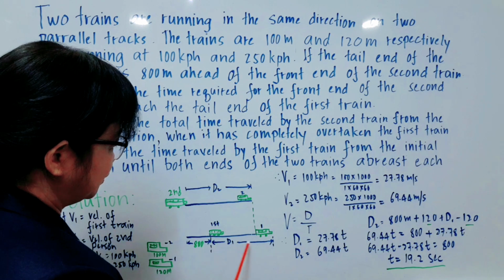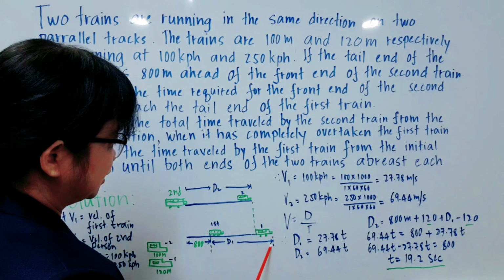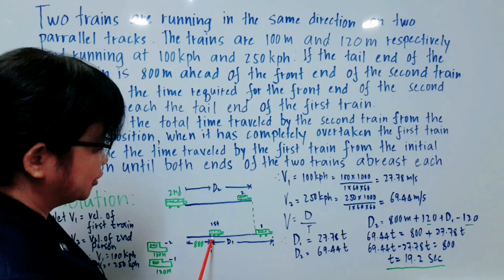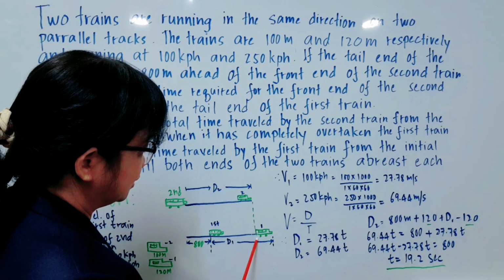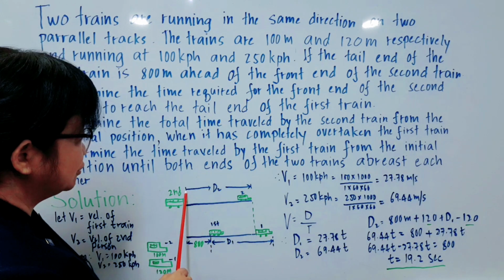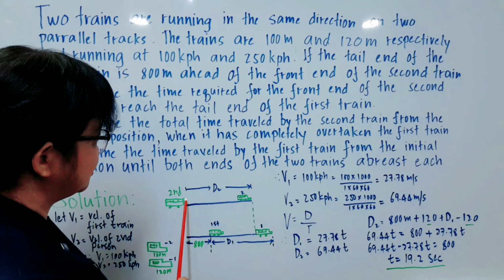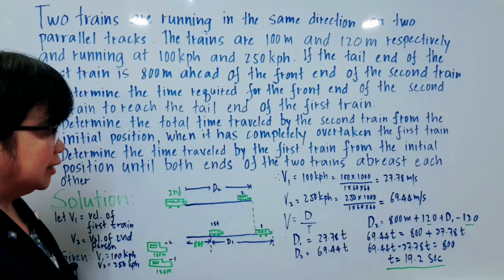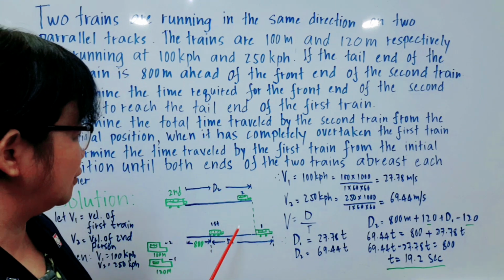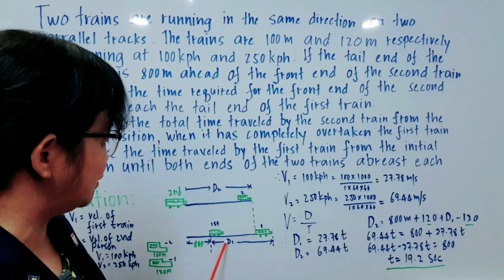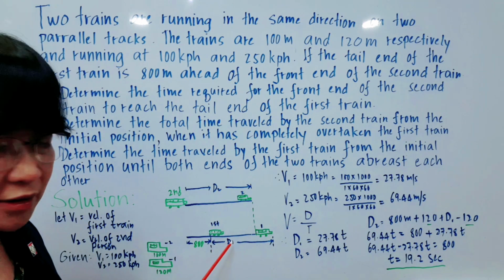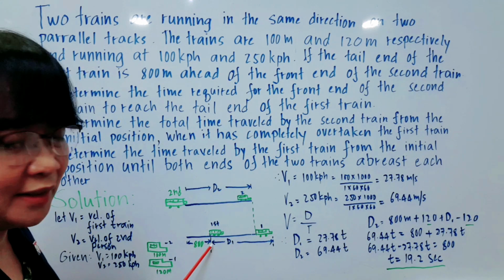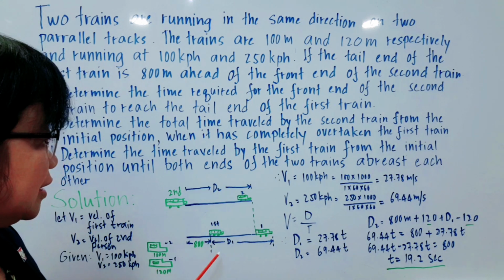From this one to here, we designate this as distance 1, the travel of the first train going to this end. And D2 is the distance for the second train to travel from the starting point to the end point. Of course, we designate as D2, and the other one is D1. From this one, because the first train, ito ang starting point niya at 800 meters. Yan ang starting point niya.